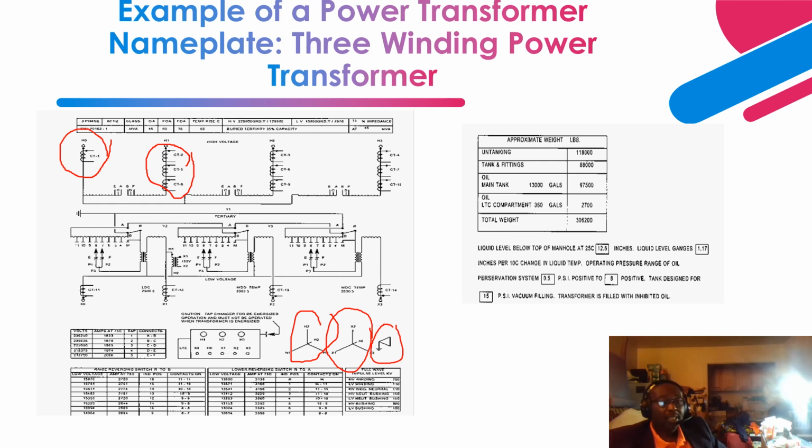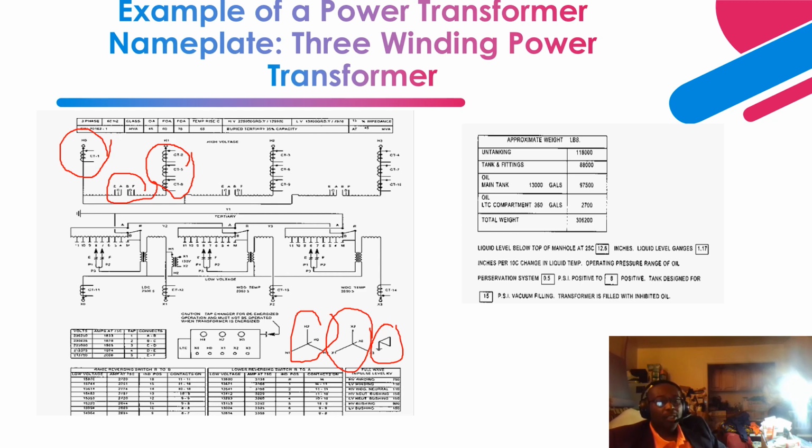Then we have the de-energized tap changer. Remember, I made mention that the de-energized tap changer is located on the high voltage side and has 5 taps: A, B, C, D, E. C is the nominal tap. So we have A, B above, then D, E below.